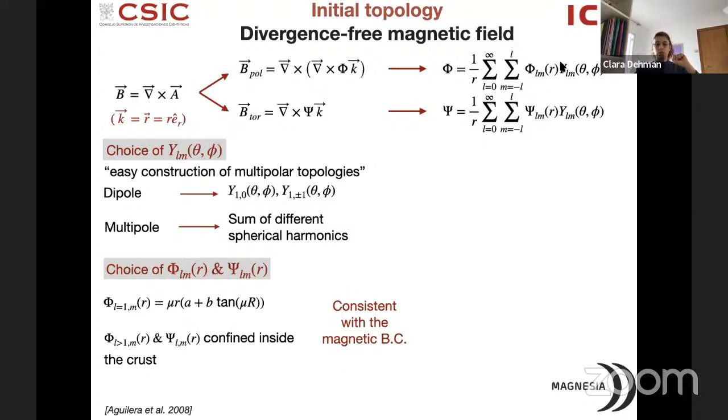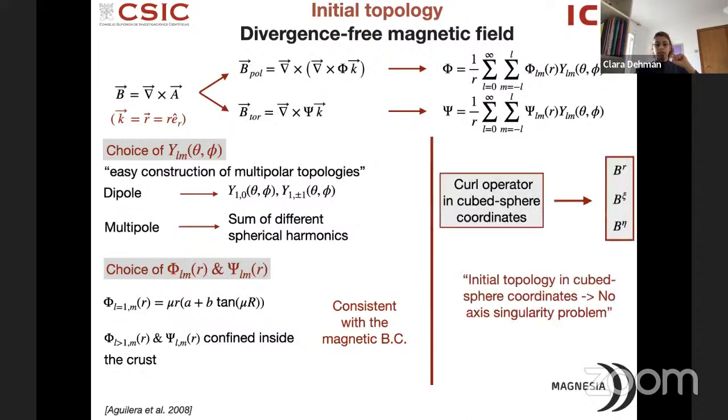Now, once we know these two pieces, we know our scalar functions. To determine our magnetic field, we apply the curl operator in cubed sphere coordinates, and we construct our magnetic field in cubed sphere coordinates, which means that we now have a divergence-free magnetic field, since we are constructing it in this way. And it's also in cubed sphere coordinates, which means that it has no axis singularity problem.